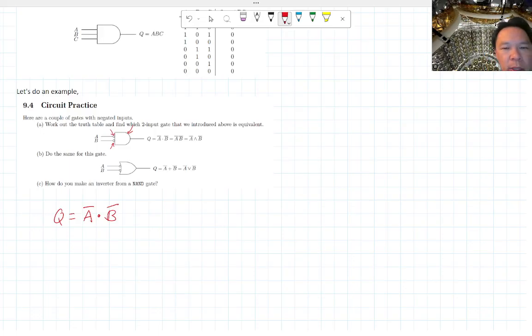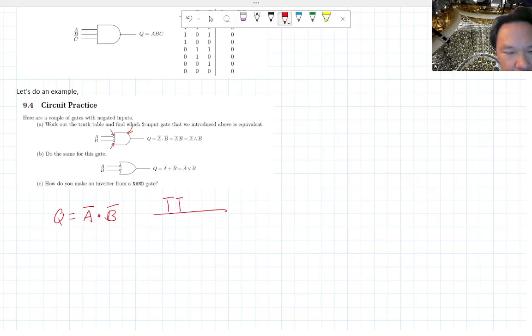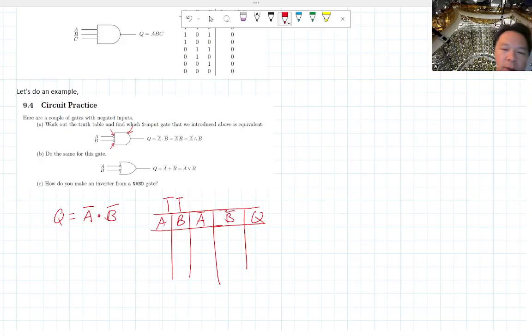Okay, so the practice wants you to work out the truth table. So just put TT here. Let's see what happens. The way you make a truth table is you put A and B here, and you can go straight to Q if you want. But what I'm going to do is put A bar, B bar here, and that way I can keep track of which one I'm doing. I'm doing one step at a time instead. I think if you have enough practice with this, you can just skip to the end, but let's do it the long way the first time.